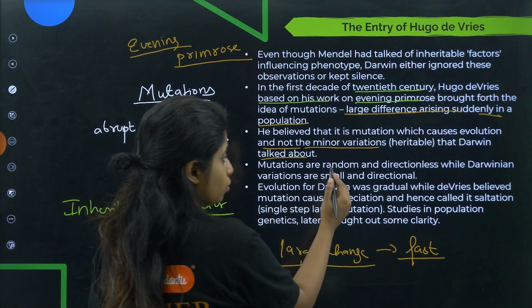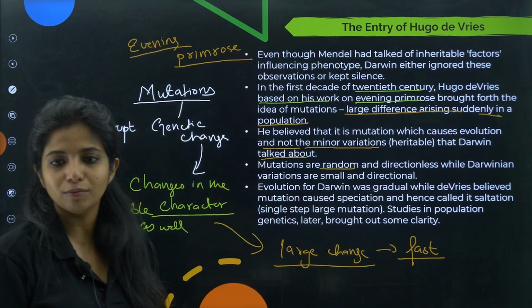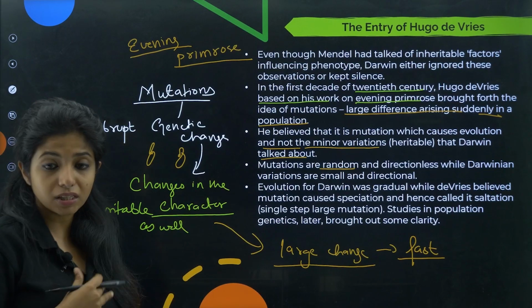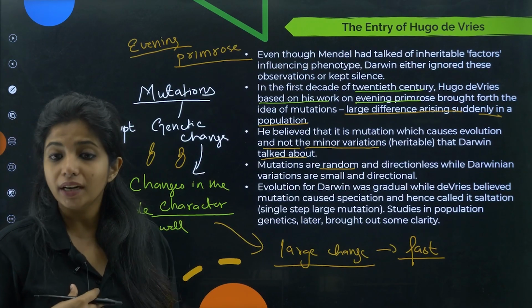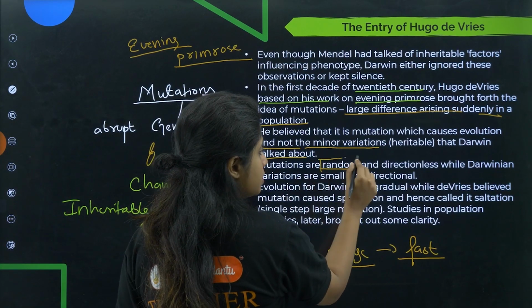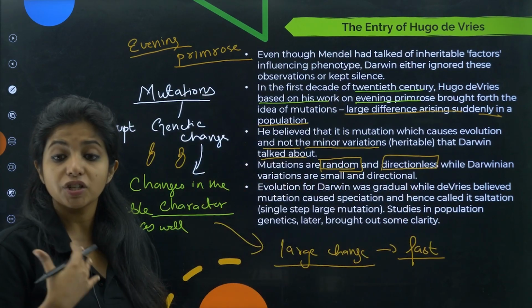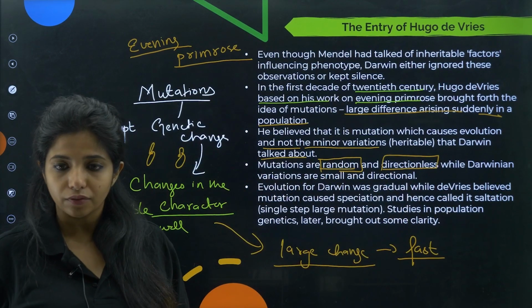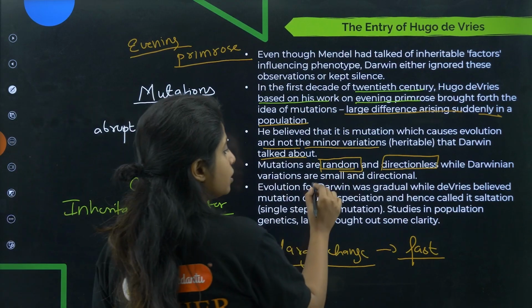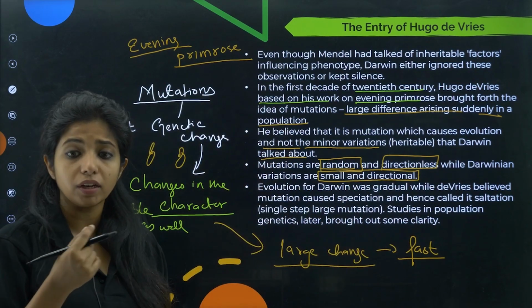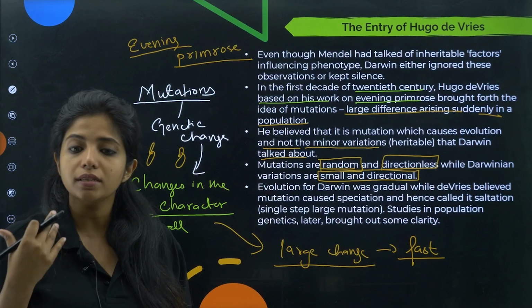Now mutations, as you know, they are random. Can you say that, hey, mutation please not happen on this chromosome, please happen on that chromosome? Do you think it is on our will that things happen? No, it happens very randomly, and it is directionless as well. It can be progressive, it can be regressive. Either way, while Darwinian variations are small and directional. According to him, all the variations that he saw were very small and directional.